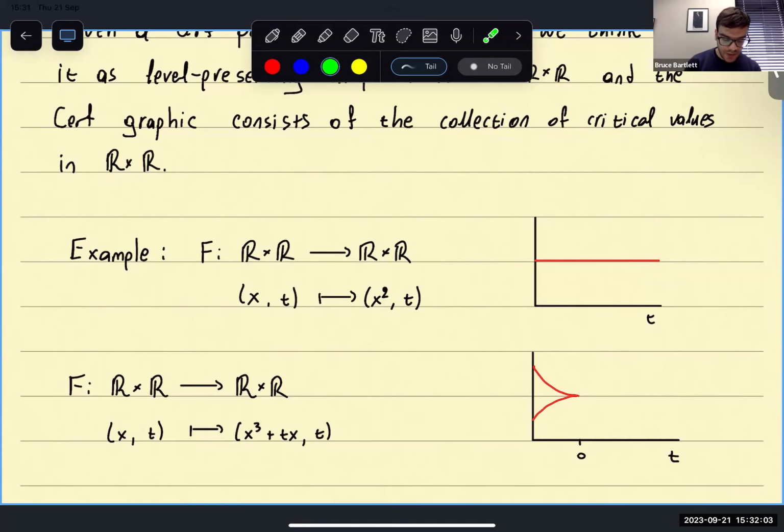Let me do this for the examples that I gave you already. If I have the map (x, t) goes to (x squared, t), what are all the critical values here? The locus of the critical values are all of the values of the form (0, t). So I just get this line. This is what all the critical values of this map look like.